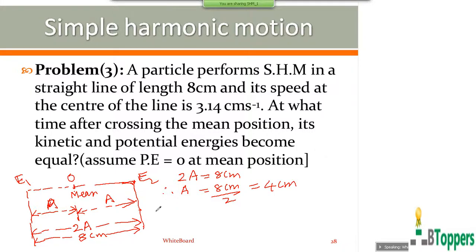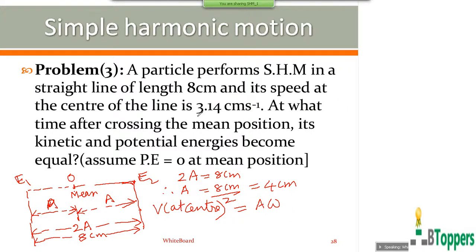And the magnitude of the velocity of the particle at the mean position, or center of oscillations, is equal to A into omega. As I discussed in the earlier classes, the magnitude of the velocity of the particle performing simple harmonic motion will be maximum at the mean position, or center of oscillations. So the magnitude of the maximum velocity at the mean position is given by A into omega.